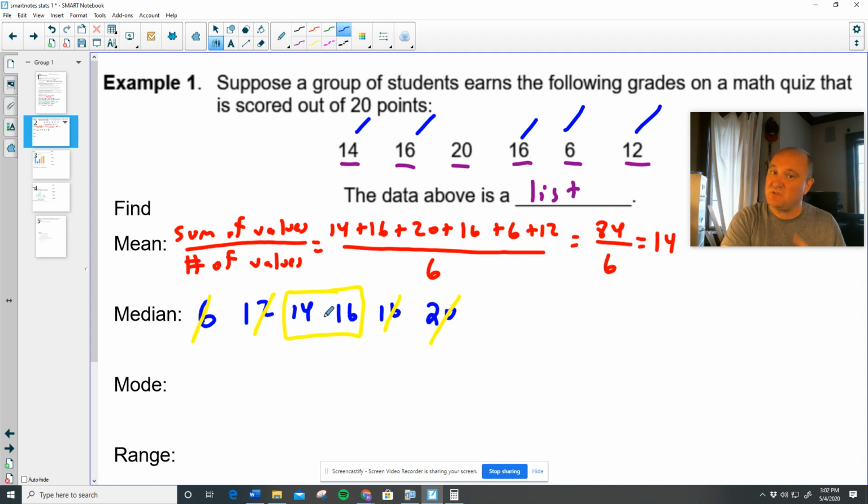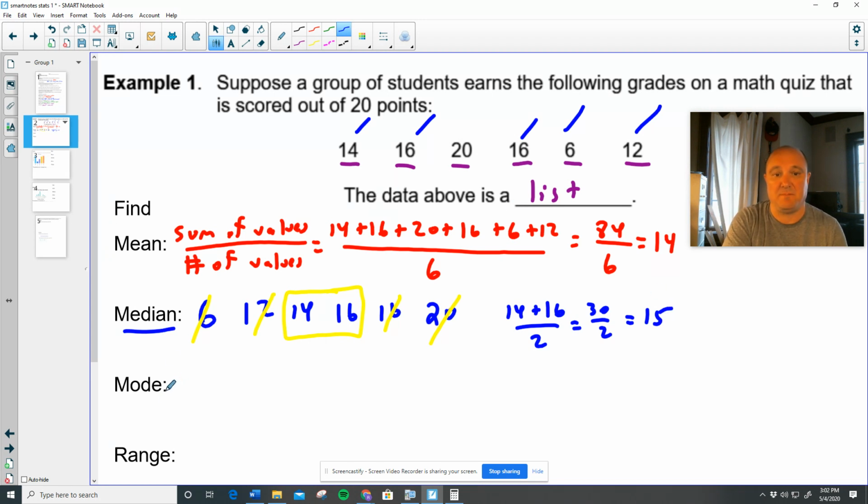So if there's just one middle, I just circle the middle and that's the median. But if there's 2 middles like this, I add them together and divide by 2. So the 14 plus the 16 divided by 2. Here that's 30 divided by 2. And that's 15. So the median is 15.